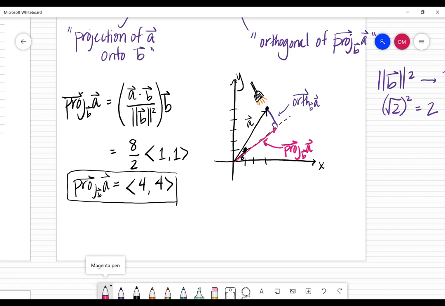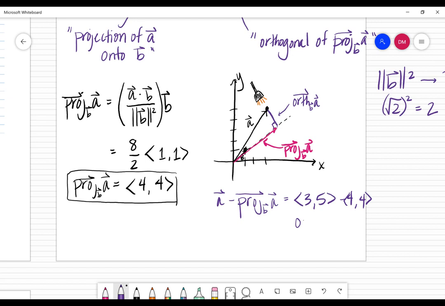It's super easy because essentially what we're doing to find the orthogonal is we're going to take A and we're going to subtract what we got for our projection. Okay, so taking A, subtracting out the projection leaves us with the orthogonal. So that means we are taking 3, 5 minus 4, 4, and we are getting an orthogonal.